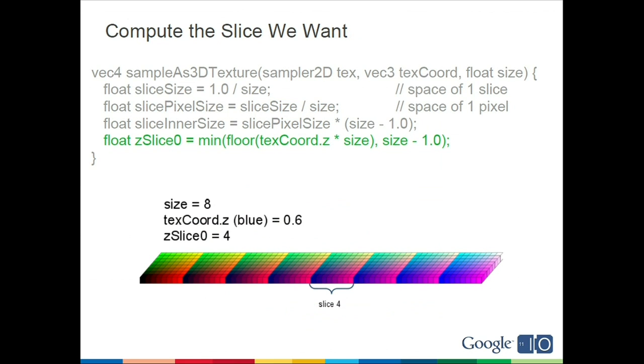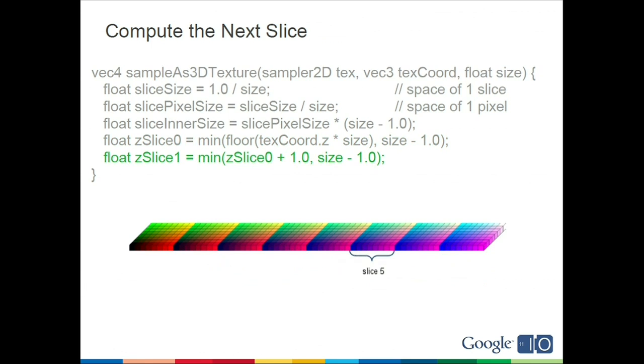So now that we have that size, we can compute each slice. If we got passed in a blue of 0.6 and our size was 8, we'd figure out from the math above that we want slice 4. Slice 5, the next slice, is pretty straightforward, just add 1.